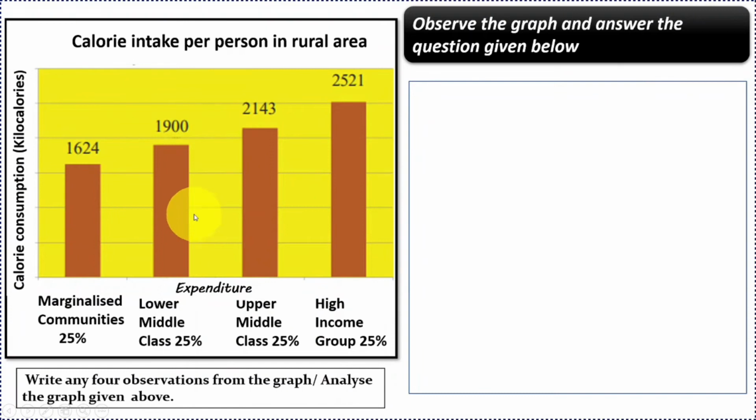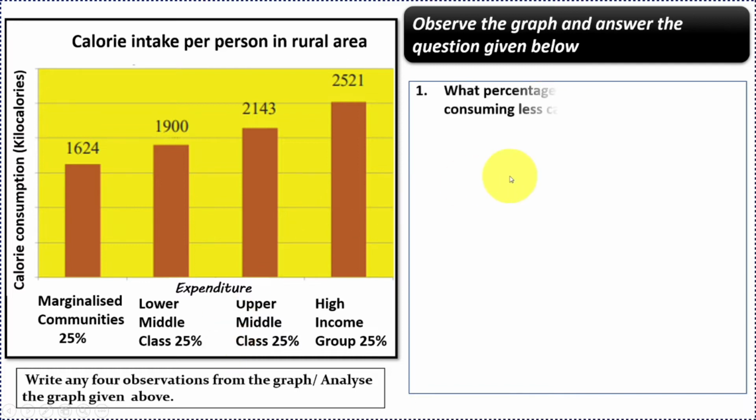Next, calorie intake per person in rural area. Observe the graph and answer the questions given below. Write any 4 observations from the graph or analyze the graph given above. What we analyze here is marginalized community are consuming 25%, lower middle 25, upper middle 25, high income 25. These are the expenditure given here.